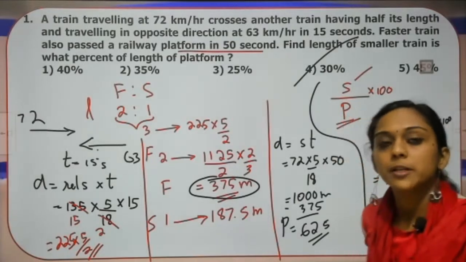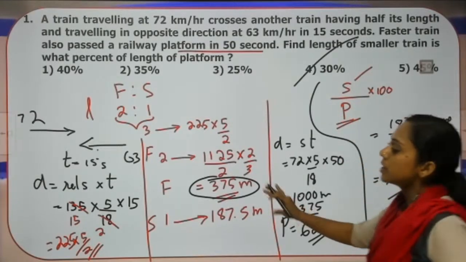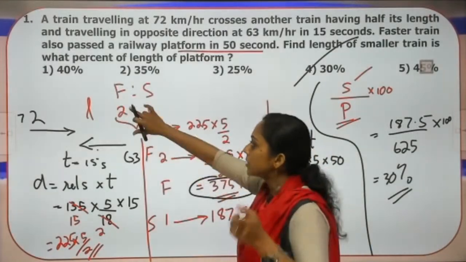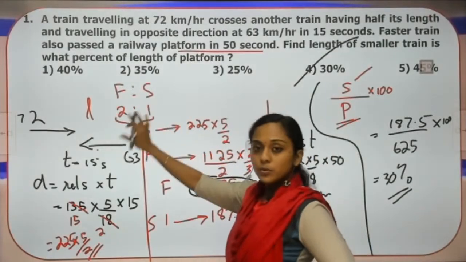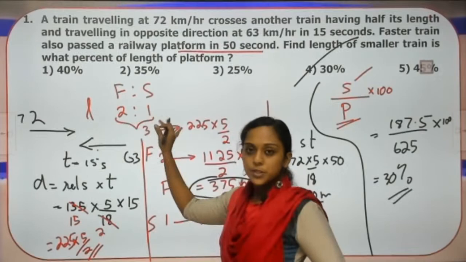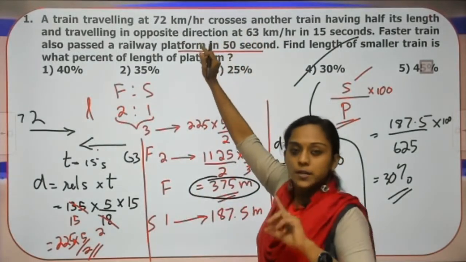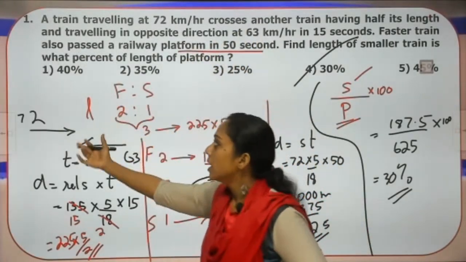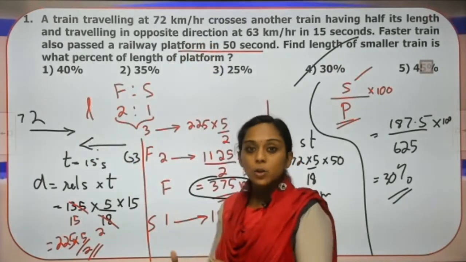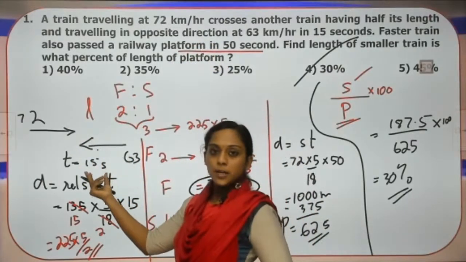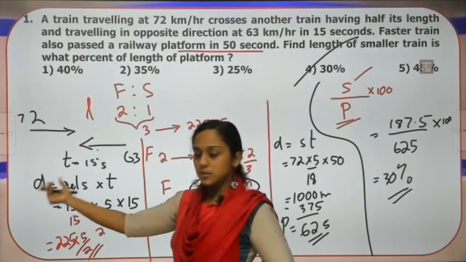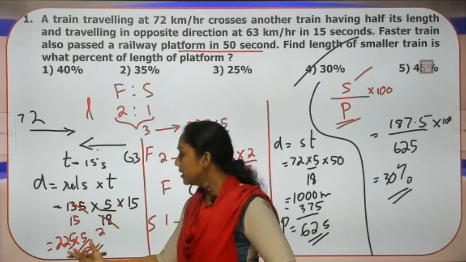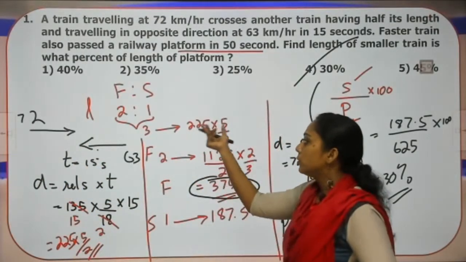Okay Arun, I will explain it once again. See, the length ratio of the faster train to the slower train is 2:1, because it is clearly given that the slower train is half the length of the faster train. Now, in the first case, these two are travelling in opposite directions and they cross each other in 15 seconds. So you can find the distance as relative speed into time. You will get the distance as 1125 by 2.